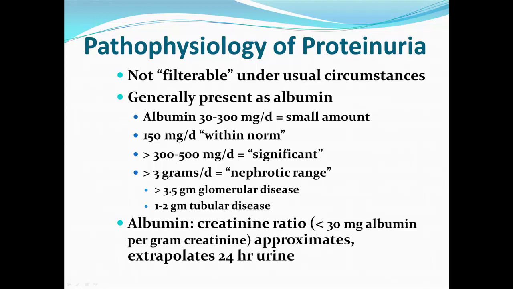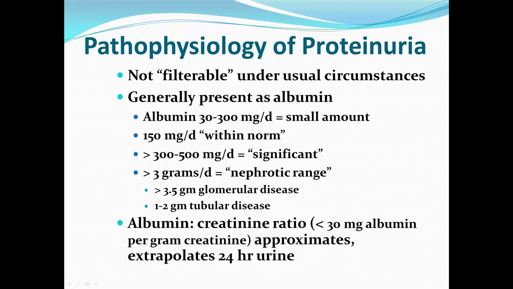Generally, when an individual has more than 3 grams of protein in the urine in a day, we call that nephrotic range protein. Now, as this gets higher and higher, we look for a glomerular pathology. When it is lower, it could be either a developing glomerular pathology, or it could be representative of tubular disease.